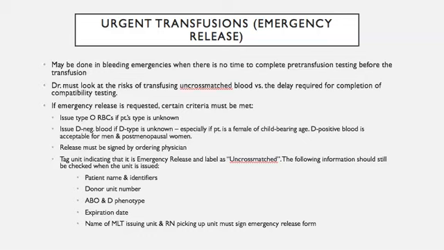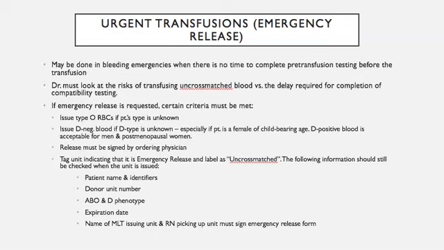If an emergency release is requested, the criteria that have to be met: we have to issue type O red cells if the patient's type is unknown. We have to issue D negative blood if the D type is unknown, especially if the patient is a female of childbearing age. D positive blood is acceptable for men and postmenopausal women. So if it came down to an issue of inventory, say you didn't have any D negative units for whatever reason, you could issue D positive to men or postmenopausal women. Or if you were saving the O negative units for something else, I don't know.